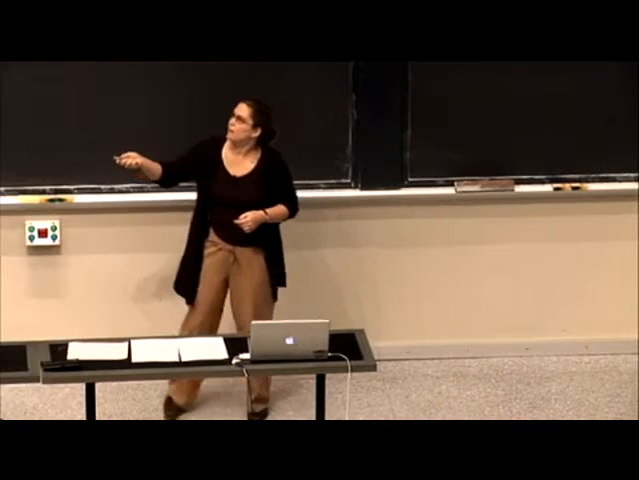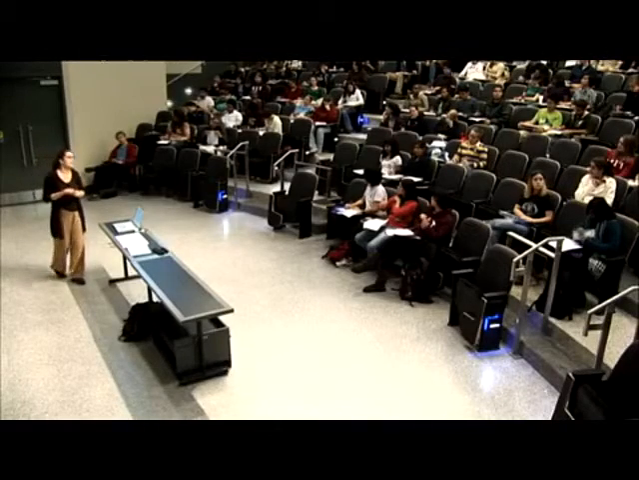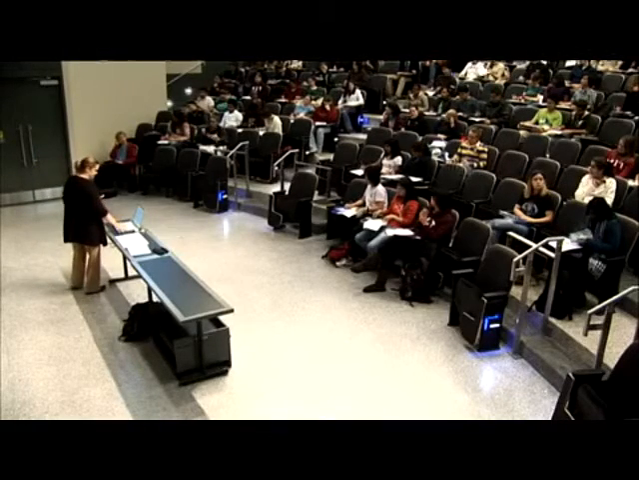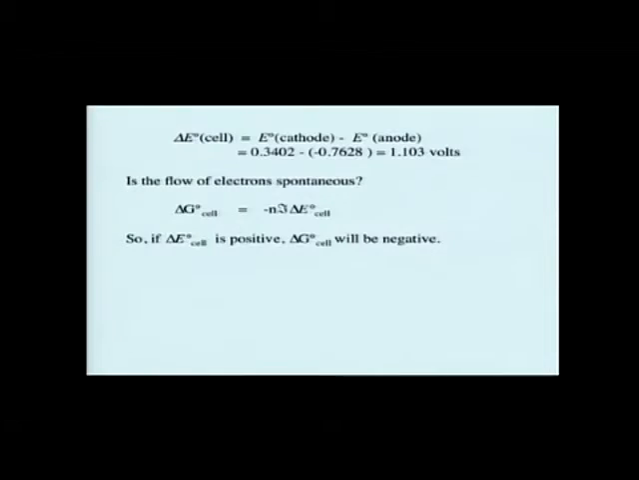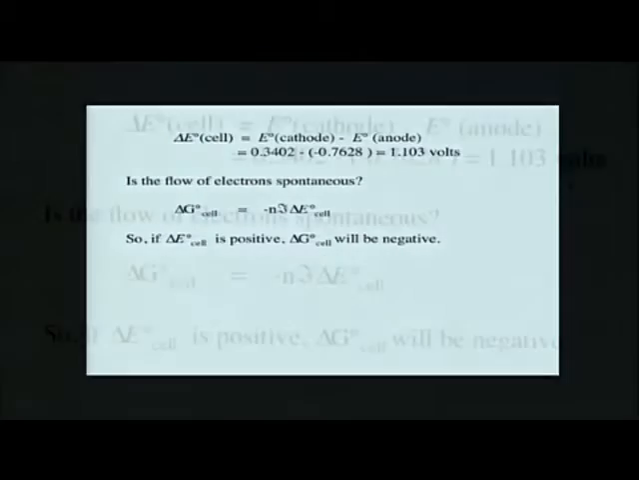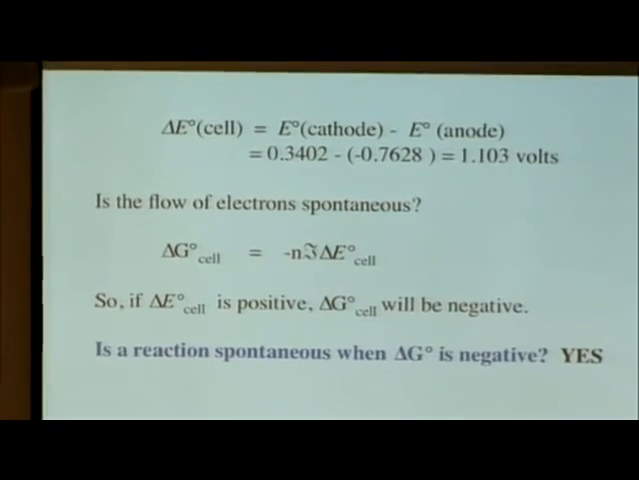So if we have a positive value for delta E naught of the cell, what's going to be true then for delta G? It'll be negative, and so will it be spontaneous? Yes. If delta E naught is positive, delta G will be negative, and if delta G is negative, the reaction will in fact be spontaneous. So the answer then is yes.